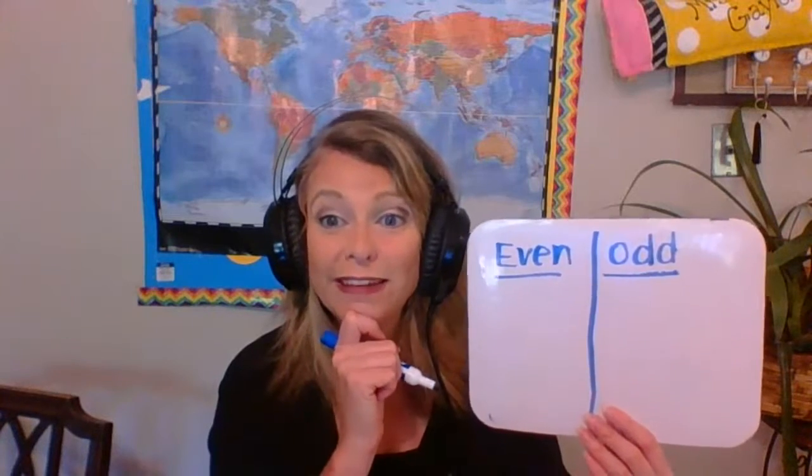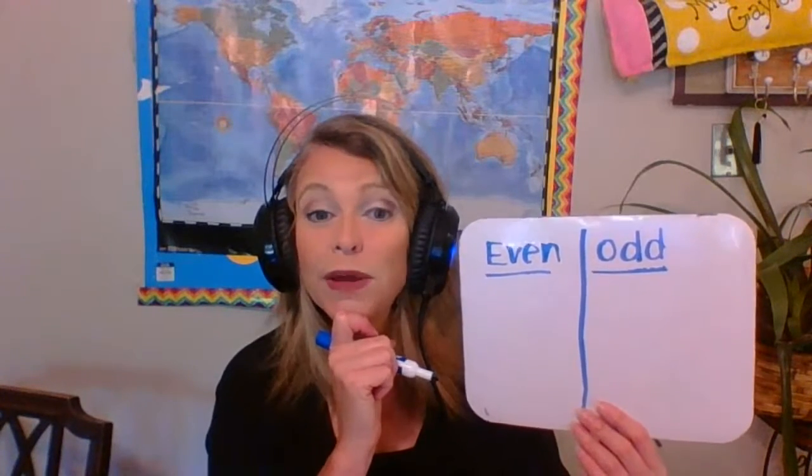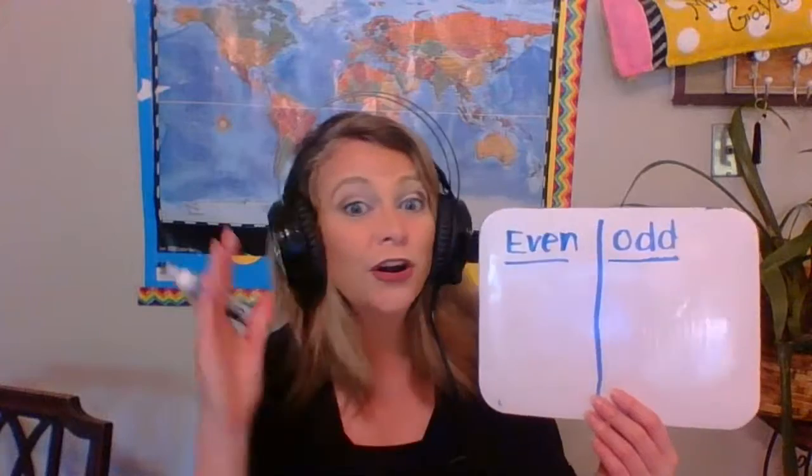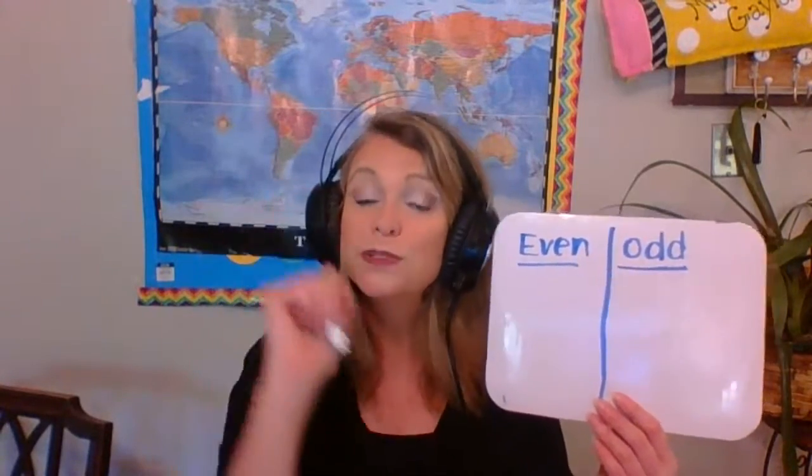All right, so let's take what we know now and go to the next skill that we learned. One of the skills we learned was even and odd numbers. Even and odd numbers are different. Do you remember how we can give the definition of an even number? What is an even number? A number that can be divided into groups of 2.